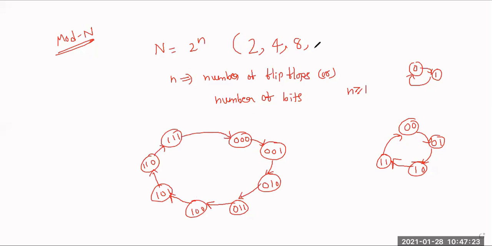This is called a counter. And if n value is 4, then this is 16. In this manner you can have any number of states. Hope everyone is following, right? Yes, sir. Right. So this is mod n.